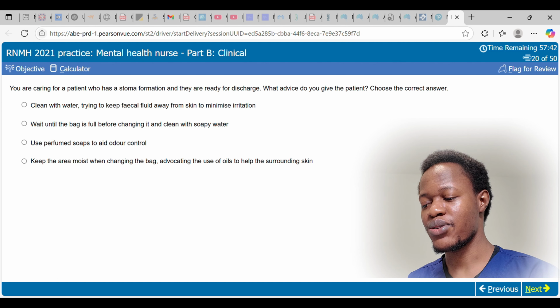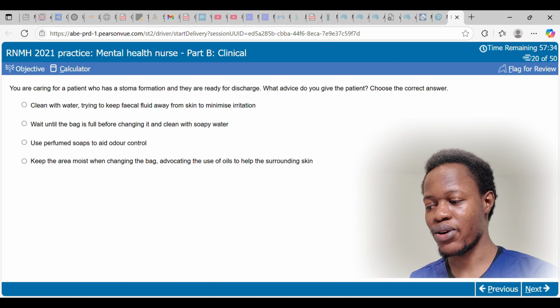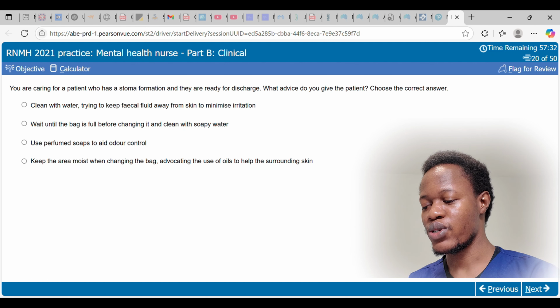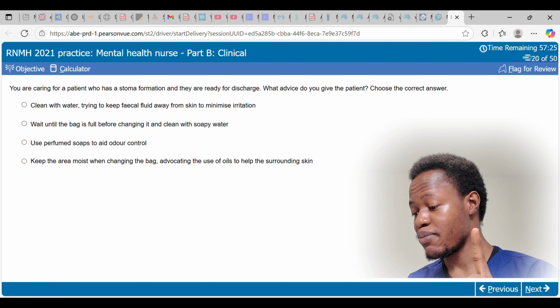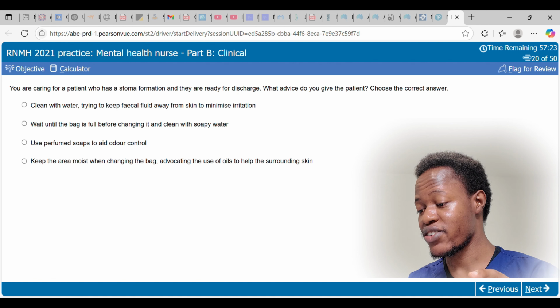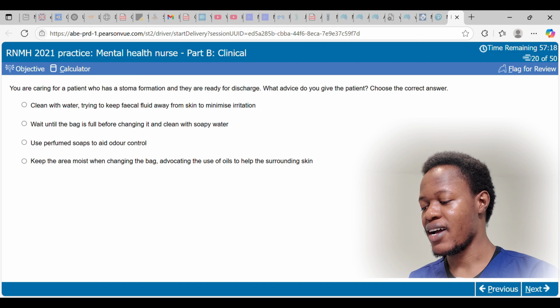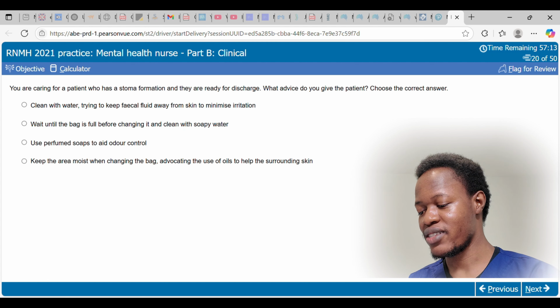You are caring for a patient who has stoma formation and they are ready for discharge. What advice do you give the patient? Choose the correct answer. A. Clean with water, trying to keep fecal fluid from skin to minimize irritation. B. Wait until the bag is full before changing it and clean with soapy water. C. Use perfumed soaps to aid odor control. D. Keep the area moist when changing the bag, advocating the use of oils to help the surrounding skin.